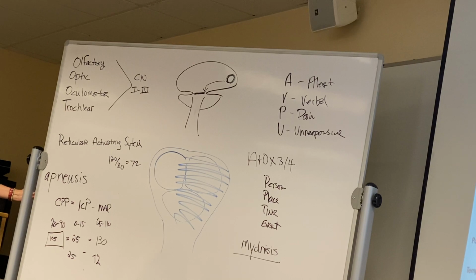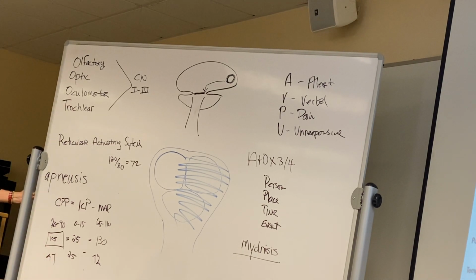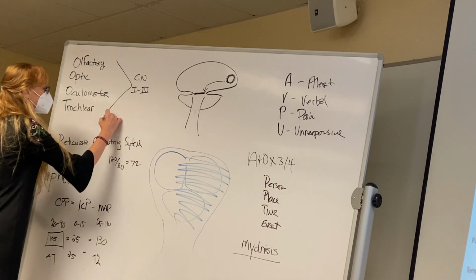What's the cerebral perfusion? 47? I'll check that. Is that good enough? It looks good enough, but it's not. We want to talk about something called permissive hypertension.